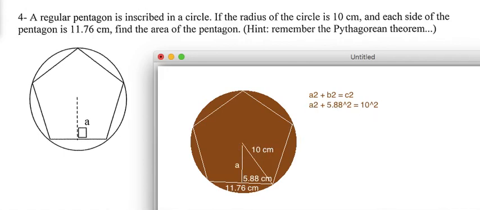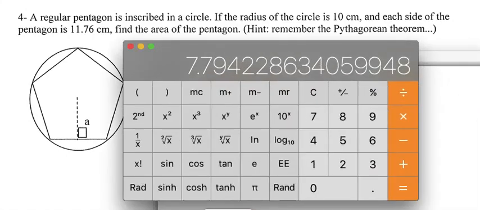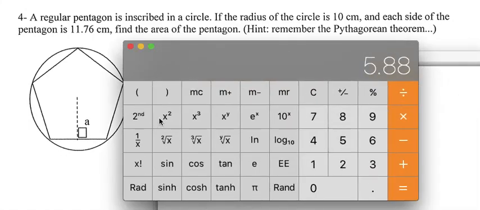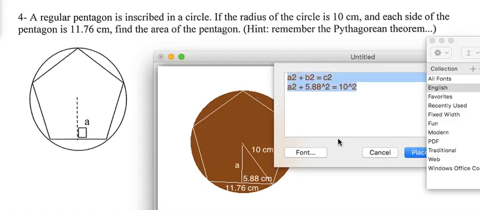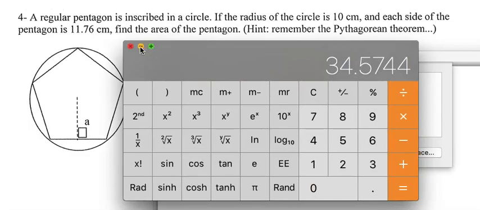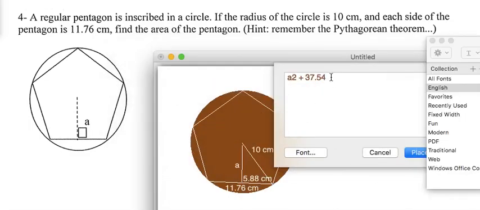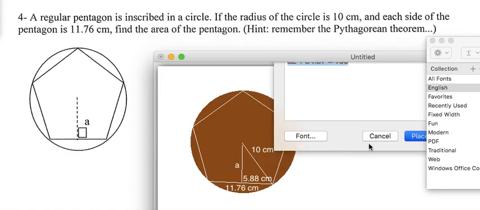Then I don't know what 5.88 squared is off the top of my head. Let's look at that. 5.88 squared is 34.5744. Just 34.57 for now. So I've got A squared plus 34.57. Did I get that right? 34.57. Glad I checked. Equals 10 squared, which is just 100. So that's your next line here.